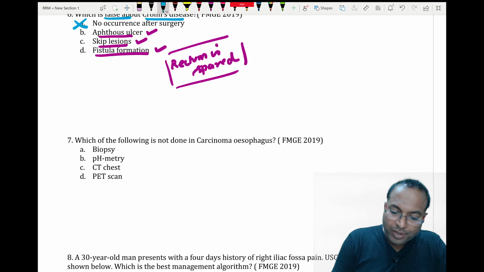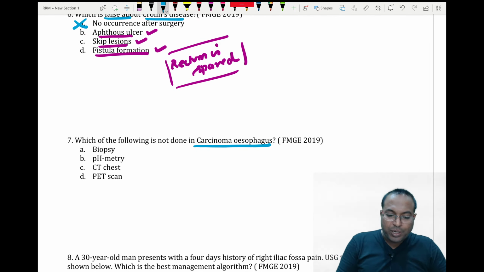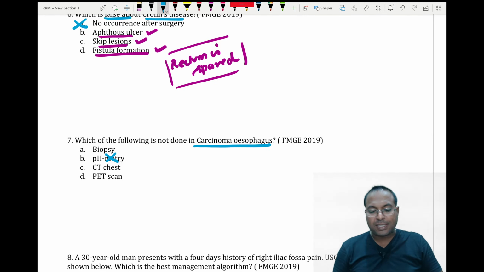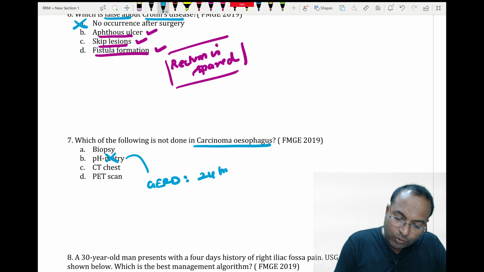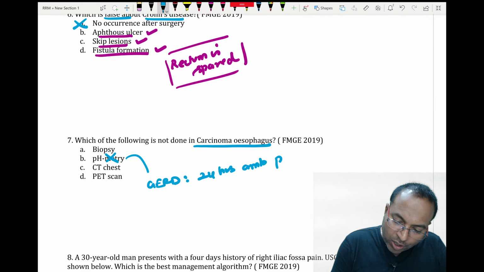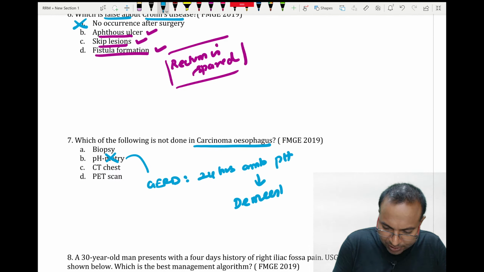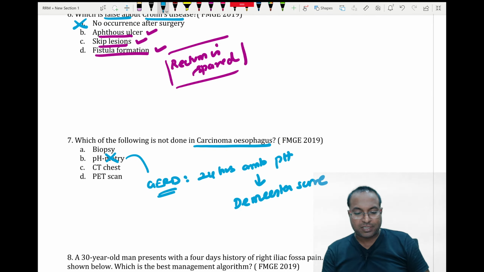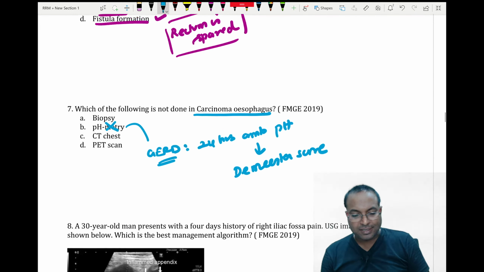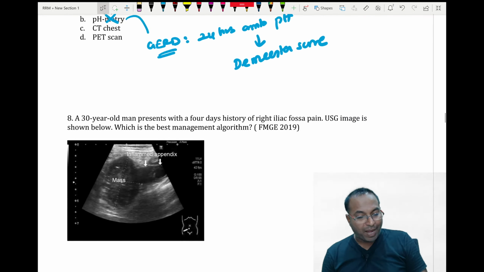Which of the following is not done in cancer? You just think, why should I do a pH monitoring for a cancer? I will take biopsy, I will take CT chest, I will take PET. pH measurement is done only for GERD, gastroesophageal reflux disease. I will do 24 hours ambulatory pH monitoring, and I will calculate a score known as the DeMeester score in that case. So only for GERD I will do a 24 hours pH monitoring and a DeMeester score. It is not needed for cancer. For cancer we need endoscopy and biopsy.